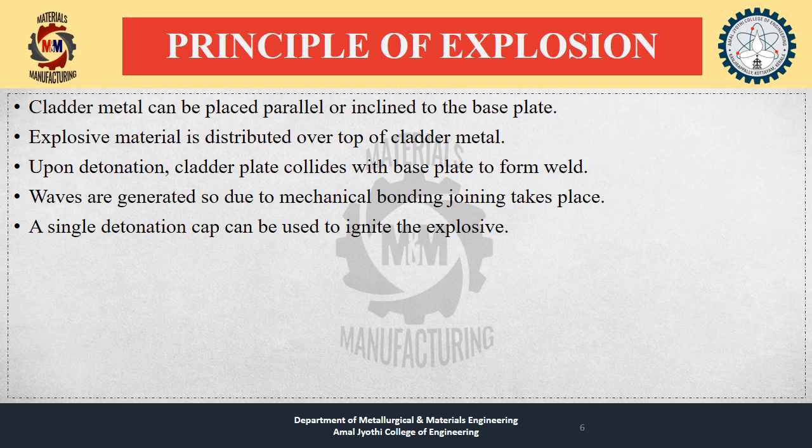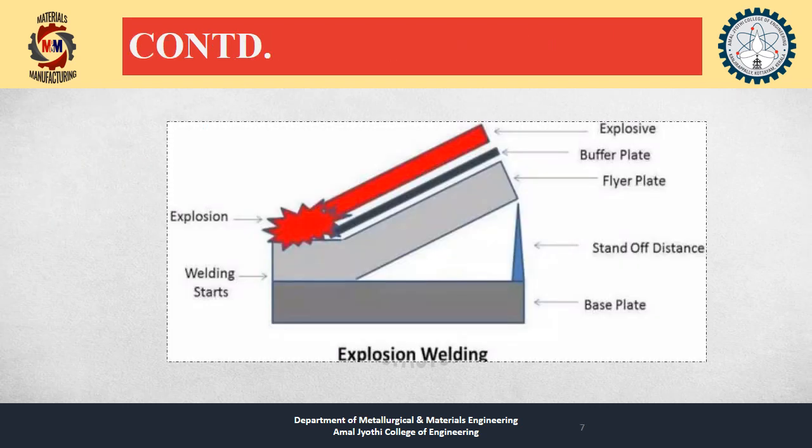Next is the principle of explosion. First, the cladder metal can be placed either parallel or inclined to the base plate, and the explosive material is distributed over the top of the cladder metal, and upon detonation the cladder plate collides with the base plate to form the weld. And the mechanical bonding joining takes place due to the generation of waves. A single detonation cap can be used to ignite the explosive.